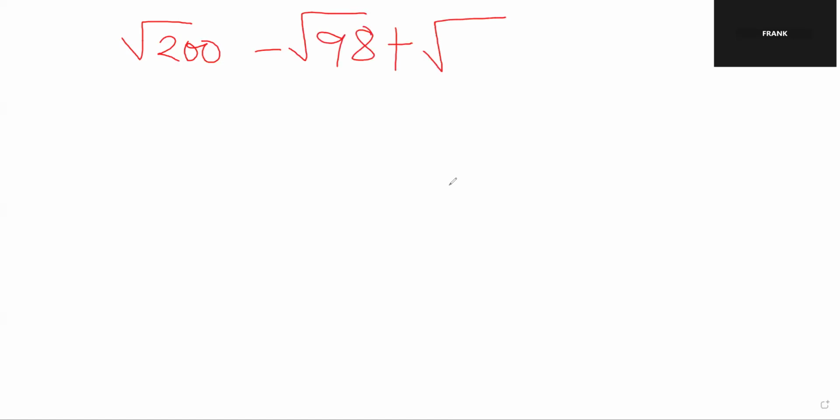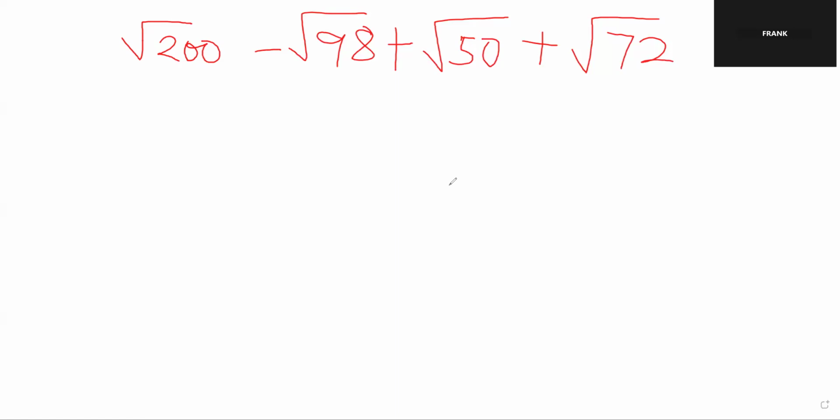If you have root 200 minus root 98 plus root 50 plus root 72, and you are asked to solve this, all of these 4 sets, you cannot determine whether they are like sets or unlike sets in this form because all these 4 sets are reducible sets. So the first thing we have to do is to reduce the sets.